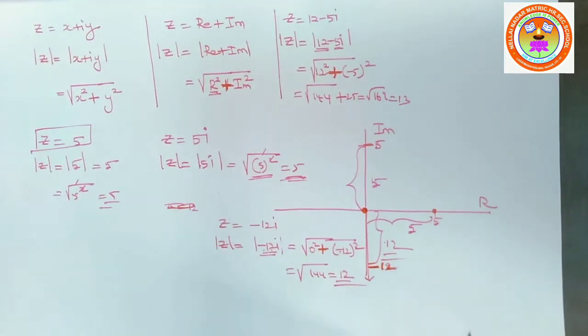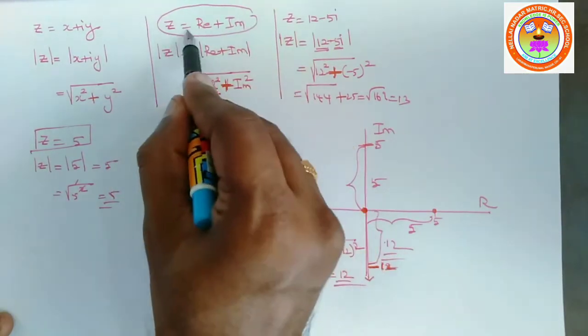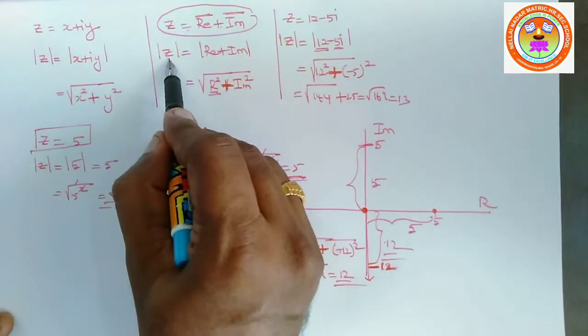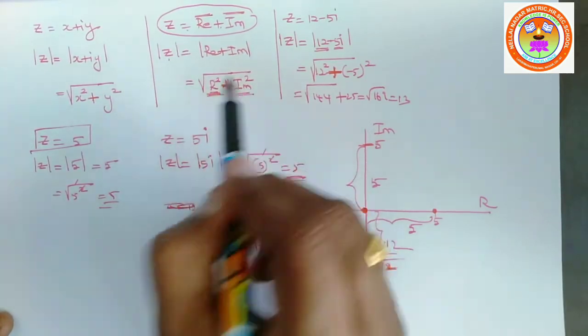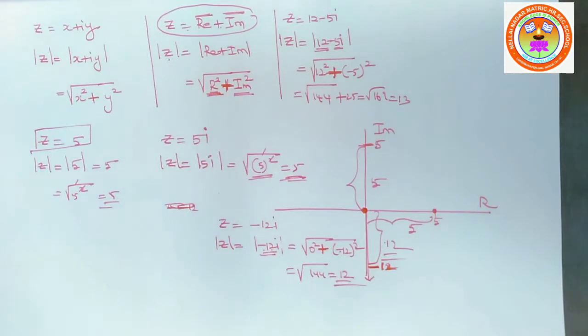So what is our modulus? If I get one complex number, real plus imaginary, modulus of z is equal to the square root of real square plus imaginary square. Always plus, it should be real square plus imaginary square. Don't forget: real square plus imaginary square. I will represent in a graph also how to find the distance between the origin and the complex number.